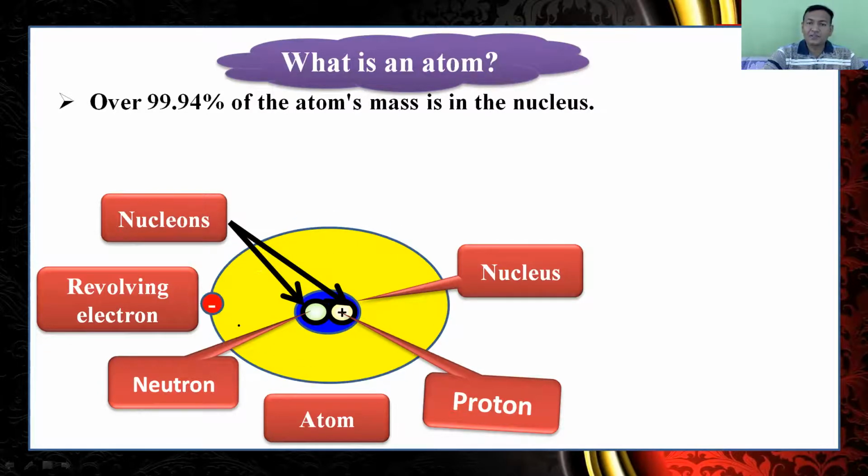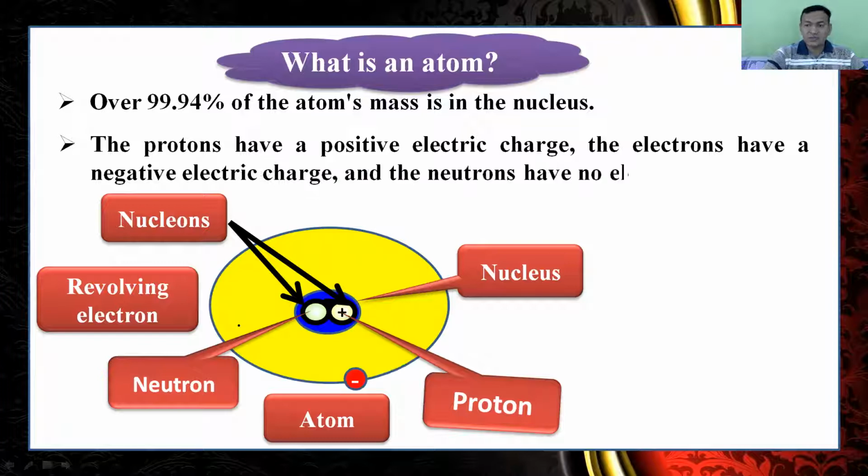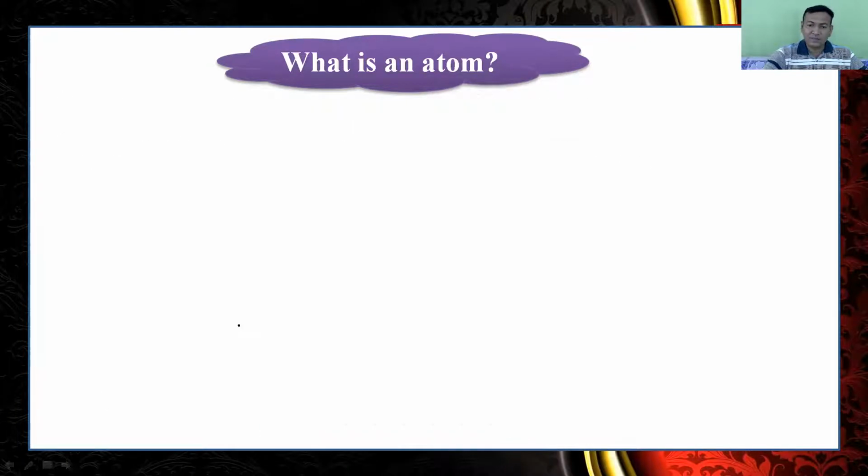Over 99.94% of the atom's mass is in the nucleus. Means electrons have very less mass, which is negligible. But you can find the mass of that atom means the mass of that nucleus. The protons have a positive electric charge, the electrons have a negative charge, and the neutrons have no electric charge. So, okay. So let's move further.